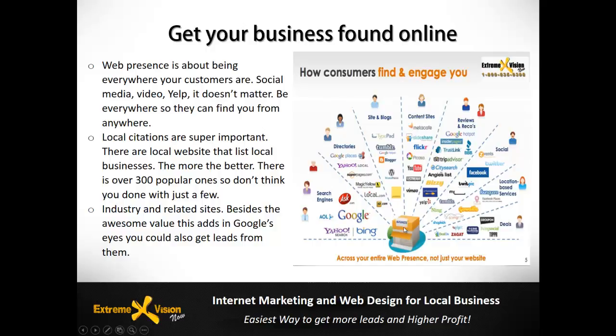How you're going to get people to come to your website is through these different traffic sources. We have search engines such as Google, Yahoo, Bing, AOL, etc. We have directory sites. There are a lot of directory sites. In fact, most local markets generally have around 300 popular sites just on there. We have different kinds of sites and blogs. We have content sites, review sites, social media, location-based services, deal sites, and the list goes on.